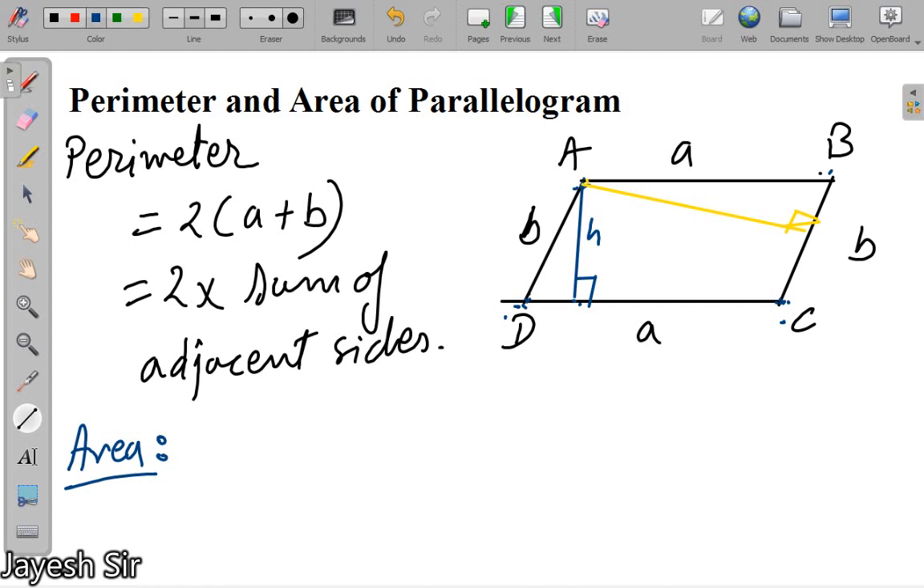So area of a parallelogram is equal to base into height. For this parallelogram, if h is this height, then h into DC will be this area, and if g is this height, then g into BC will be this area. Both the areas will be equal. Area of any 2D figure always remains constant. Area of any mathematical figure always remains constant.